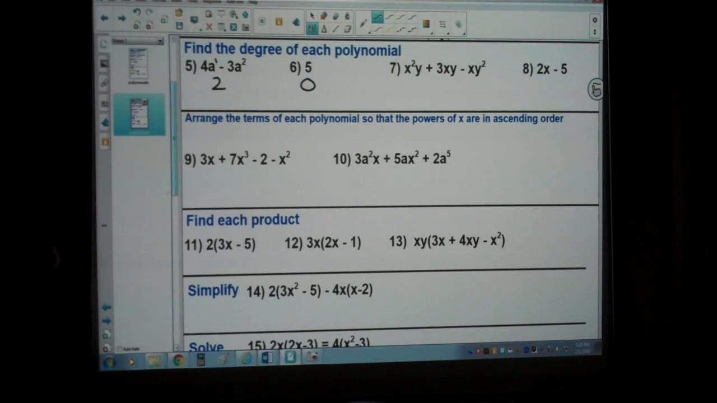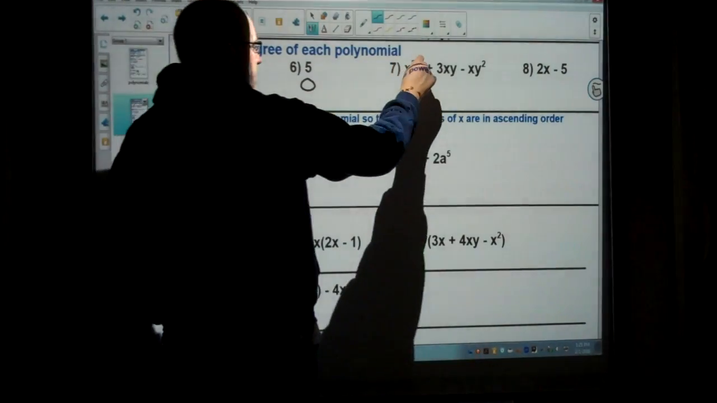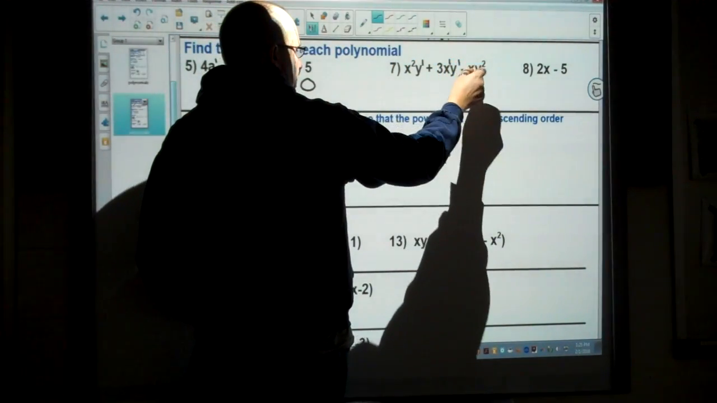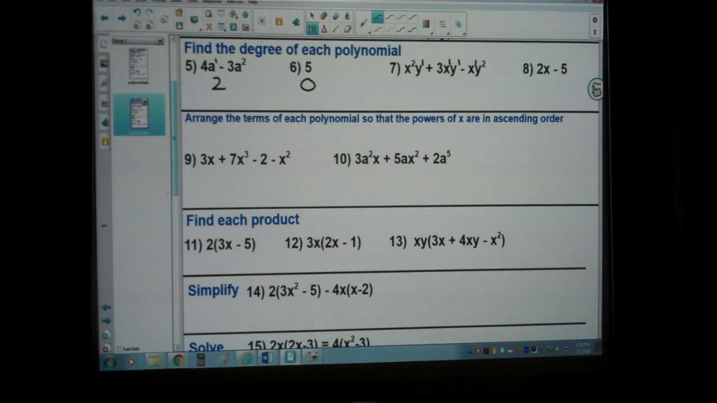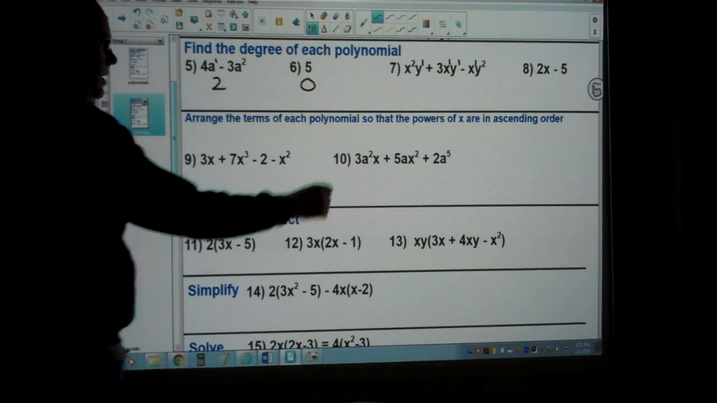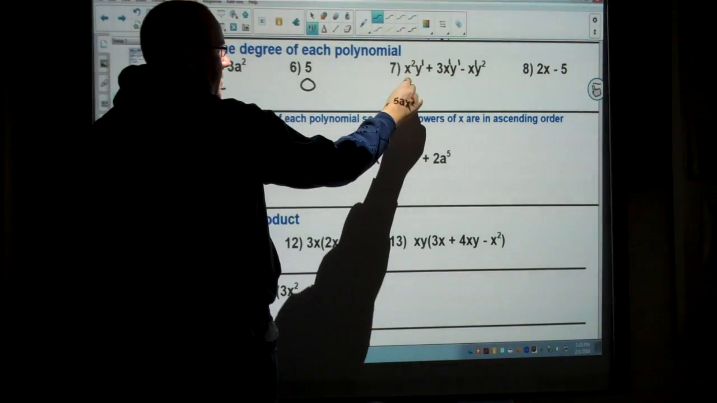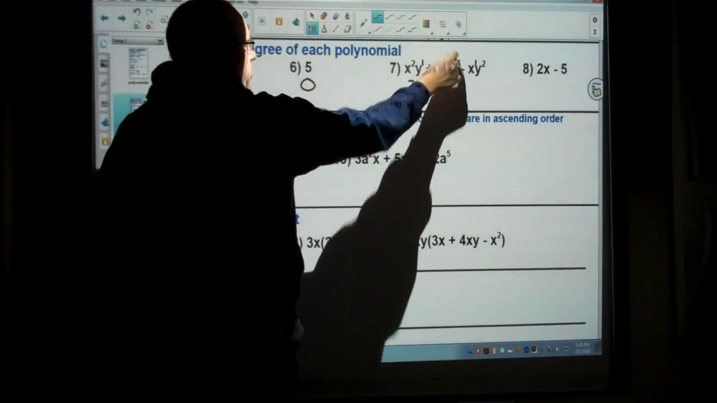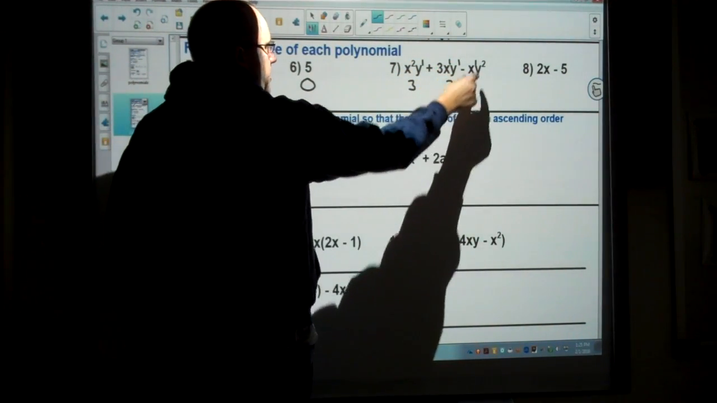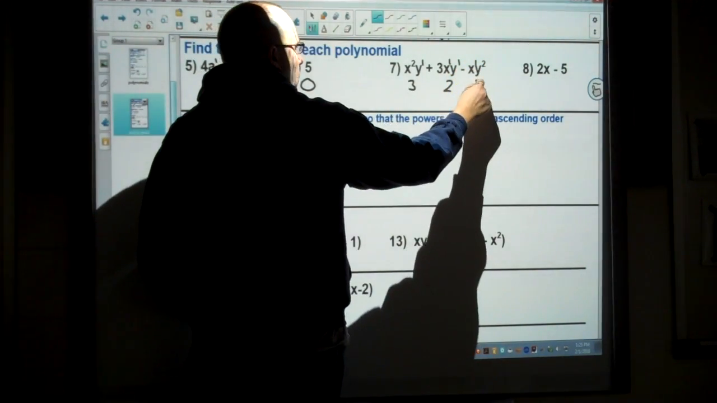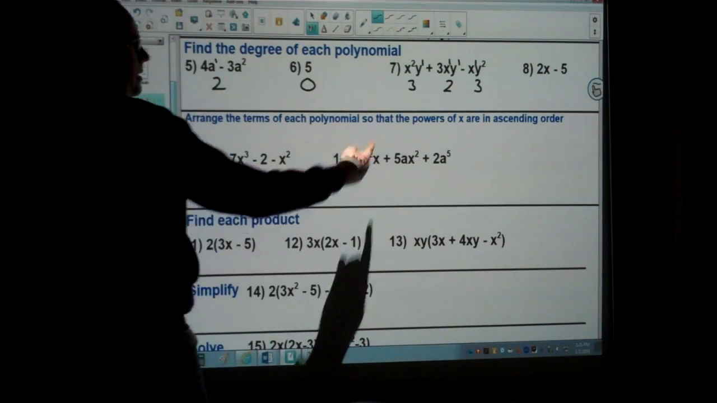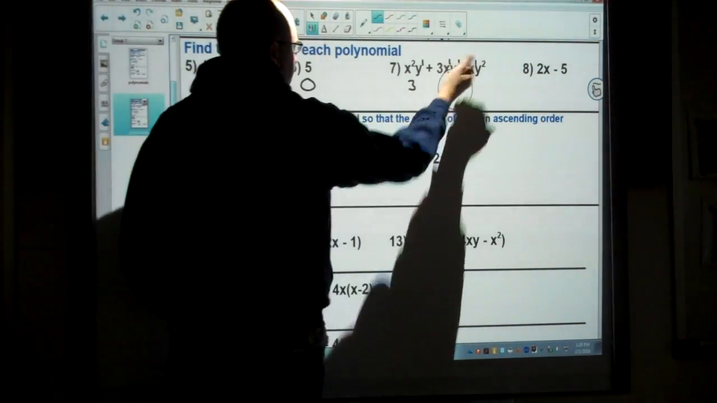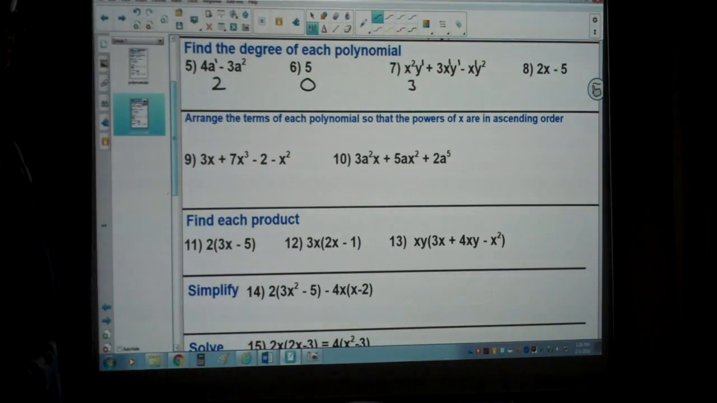Now if we have multiple letters, like you can see in this question, then what we do is we actually add the powers of each term together. So the ones that didn't have an exponent, I've gone ahead and put a power of 1 there. So when I'm working out the degree of this first term, 2 add 1 is 3. When I'm working out the second term, 1 add 1 is 2. And when I'm working out the last term, 1 add 2 is 3. And I'm looking for the highest of those 3 numbers, so it's a tie between these two. So we can say that the degree is 3.